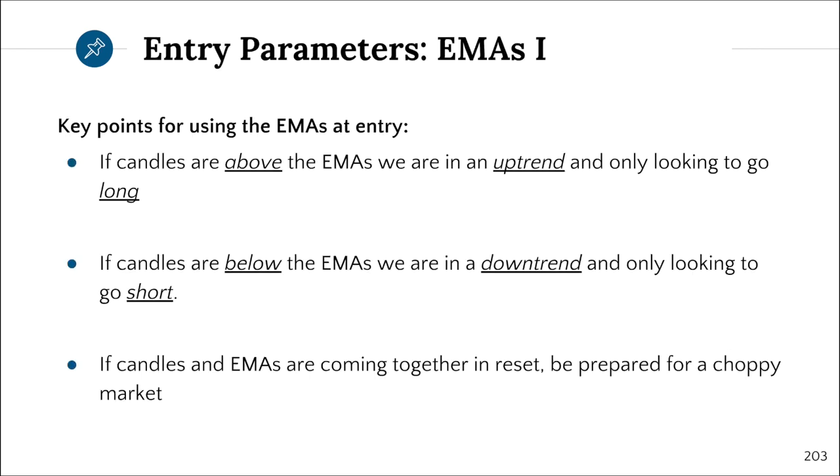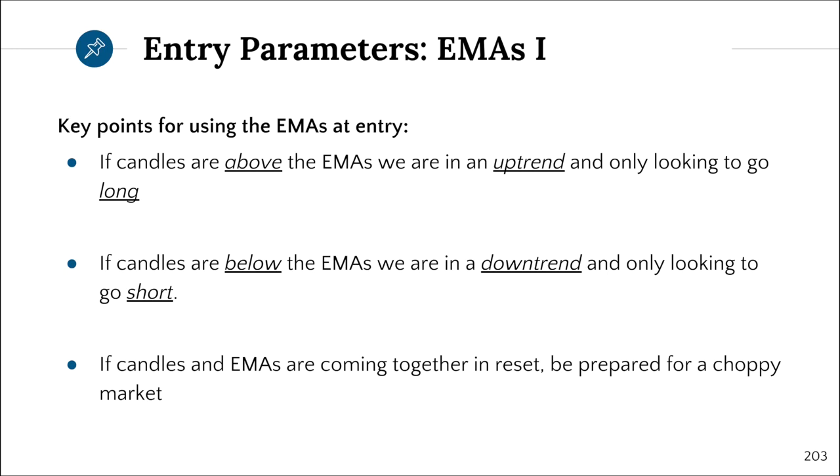Now, let's talk about these EMAs and how we're going to use the EMAs to qualify your S2 trades even more. Make sure you have that checklist next to you and you're going down the checklist as I explain each topic to you so you understand how you're going to apply it each morning. The key points for using the EMAs at entry are very simple. If the candles are above the EMAs, we're in an uptrend and we're looking to go long. If the candles are below the EMAs, we're in a downtrend and we're only looking to go short.